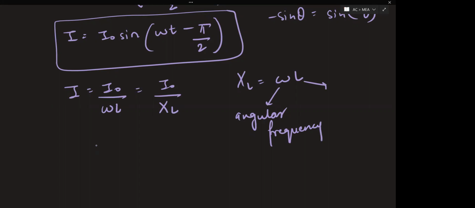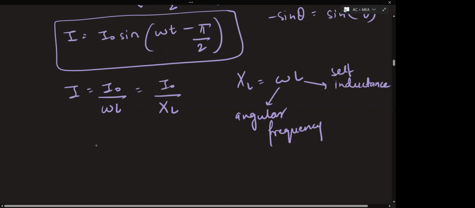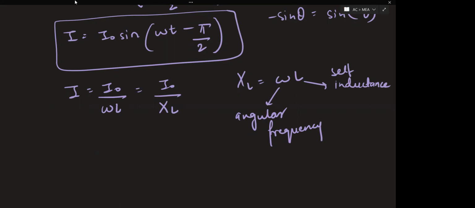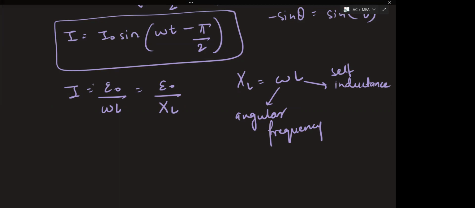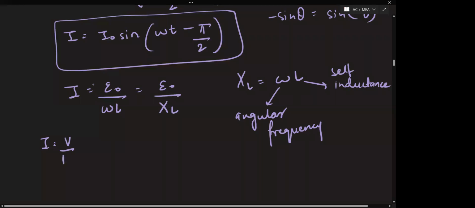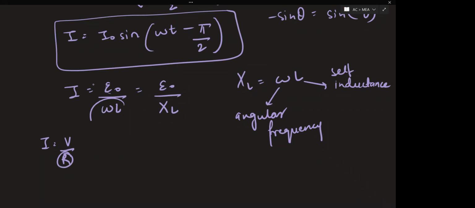And this is the inductance, self-inductance. Now, the resistance, you all know what is meant by resistance. So here, not I naught, sorry, just this will be E naught. So technically, if you see, this is V divided by R only. Voltage is here. Instead of resistance, you are having this term.